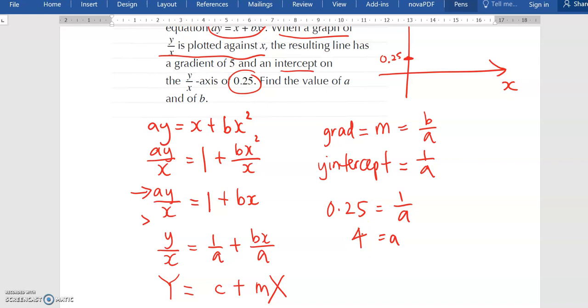And then let me put it back into this equation. So I'm given a gradient of 5. So 5 equals b over a, which is 4. So therefore b has got a value of 20. So that's your answer for a and b.